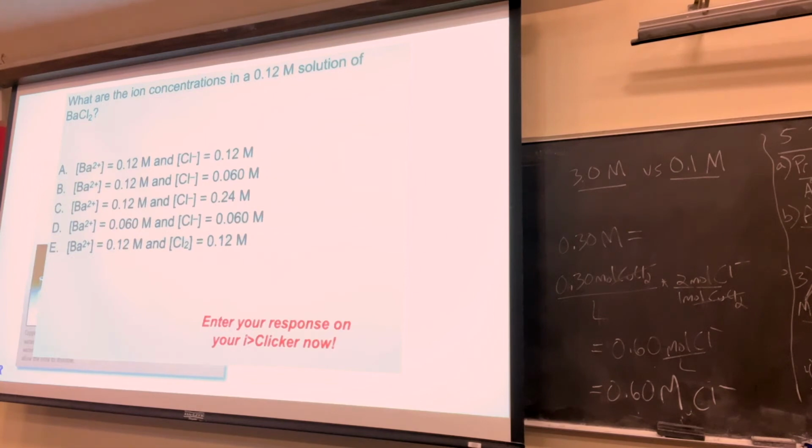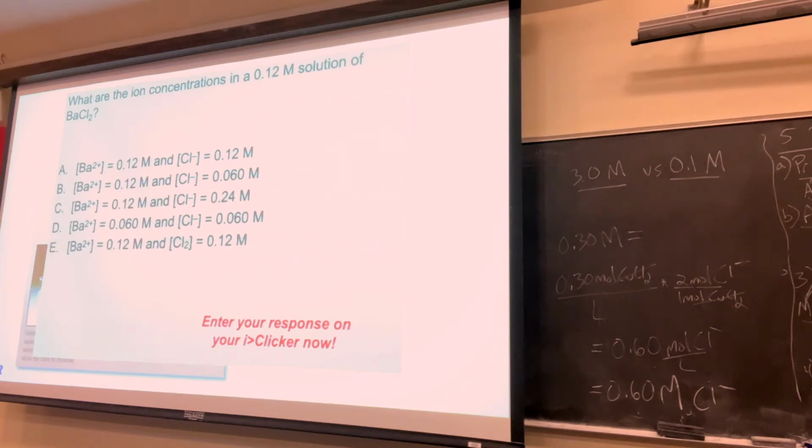Here's an example. This is with barium chloride, all right? And we have here a 0.12 molar barium chloride solution, all right? And so again, what this means is that in a liter of this stuff, which is about 1,000 milliliters, you would have 0.12 moles of BaCl2. Now, what is the relationship between the barium ion and BaCl2 in this formula? Like, is it 1:1, 1:2? 1:1, that's right.